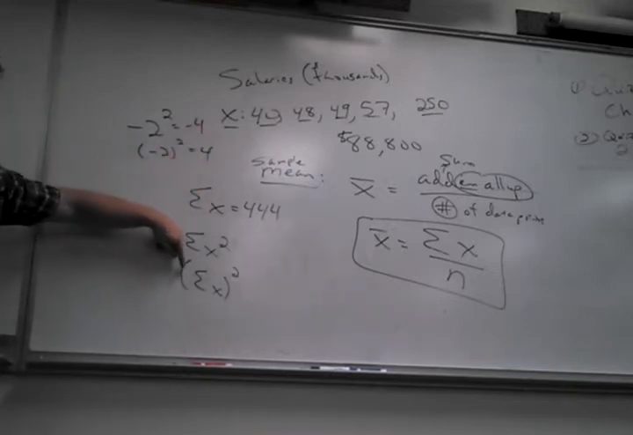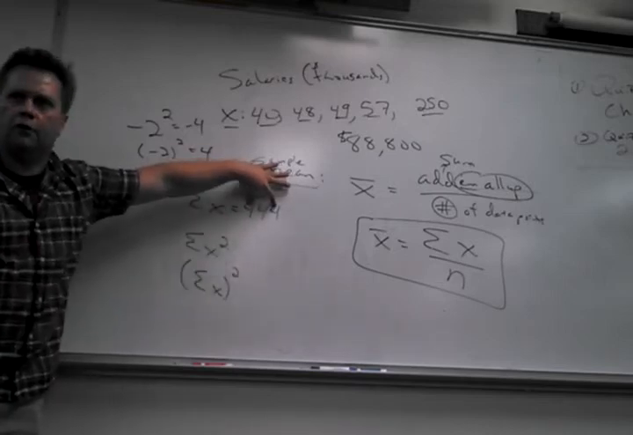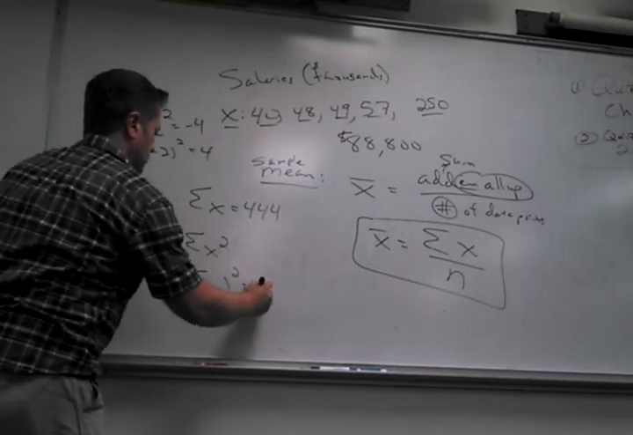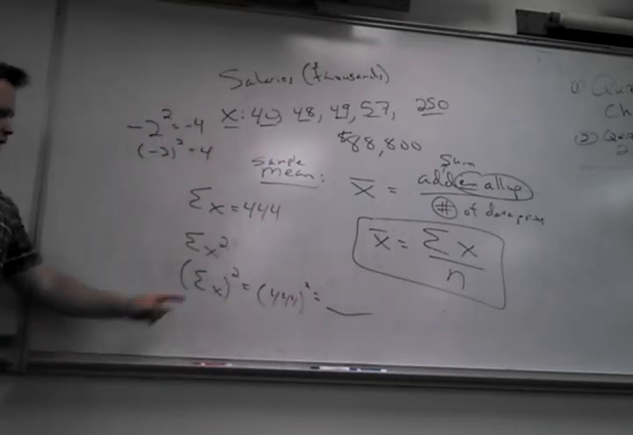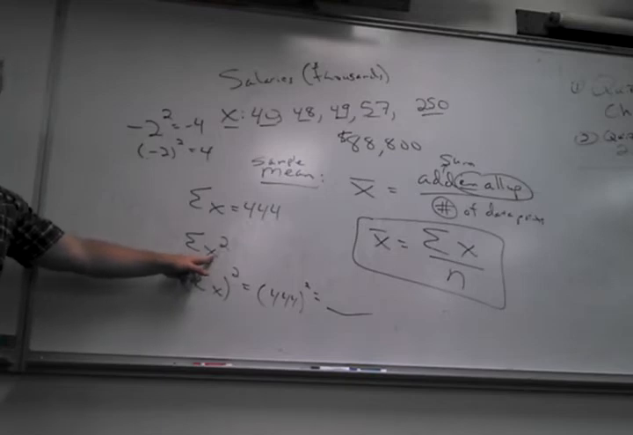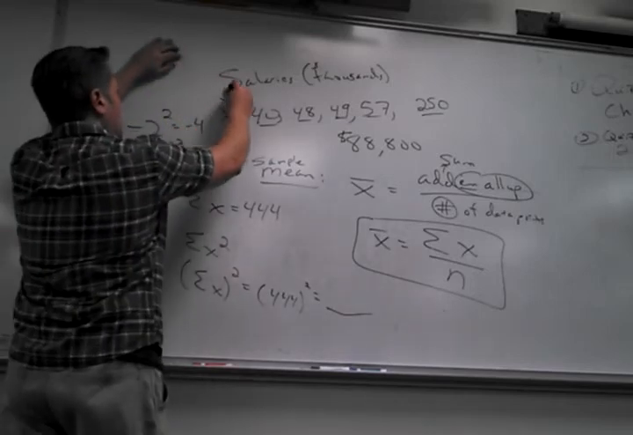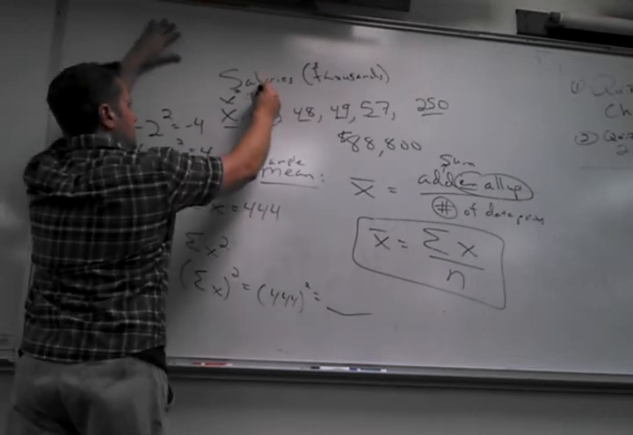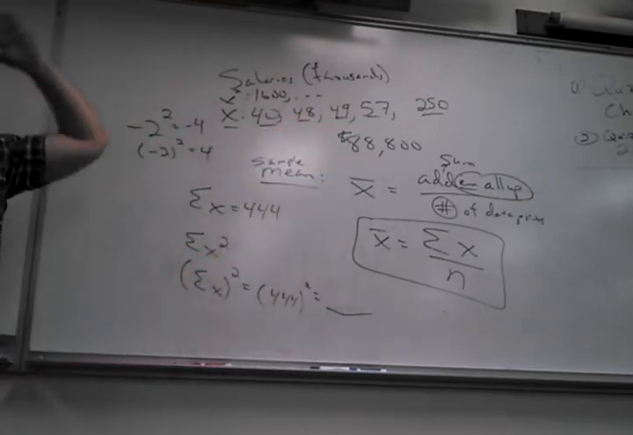So this says square that. So I would square 444. Are you with me? That's what I would do right here. I'd just replace that with 444, square it, and get whatever that is. How would I get this? It says sum up all the squares of the values. So what would I have to do first? Make a list of x squares, right? 1600, and then whatever. You guys semi with me?